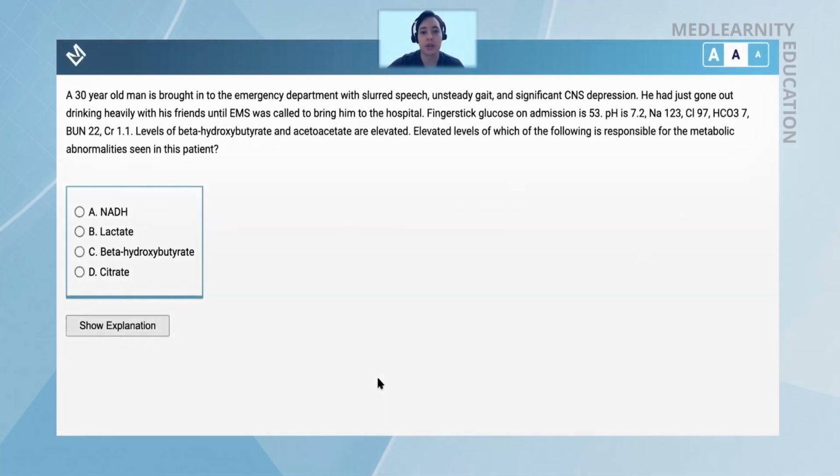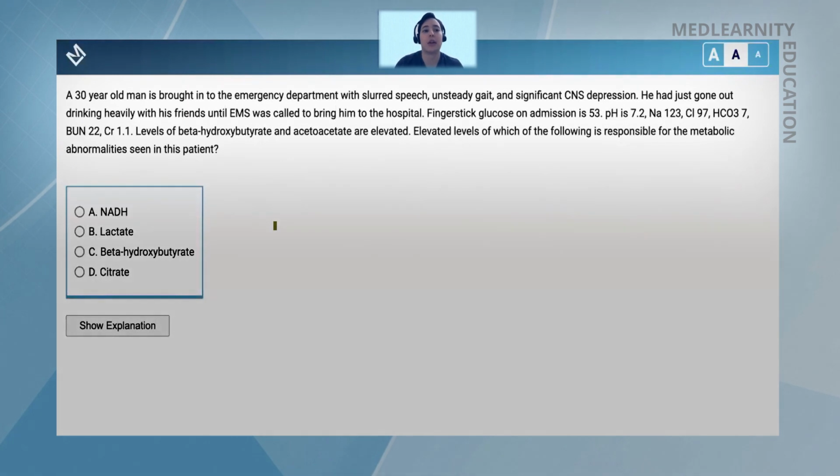So now that you've had a chance to read through the question, I'm going to read it out loud and highlight what I think is important to know from this question. So we have a 30-year-old man who's brought into the emergency department with slurred speech, unsteady gait, and significant CNS depression. So already there's a couple of different things that could be causing this, but we have a mental picture of what the patient looks like when they're brought into the ER.